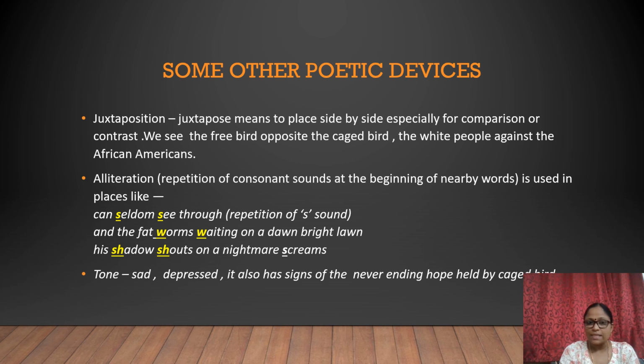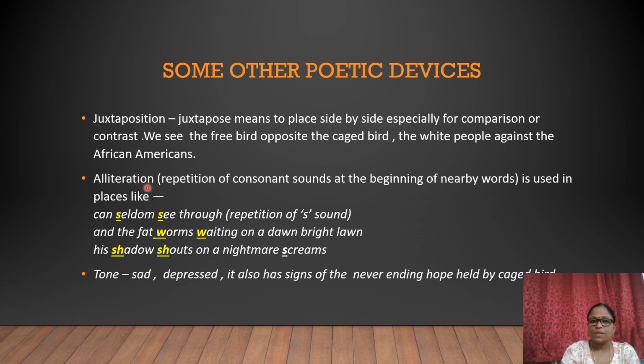Some other poetic devices: juxtaposition, one of the most important poetic devices used here. Juxtaposition means placing side by side, contrast or comparison. We have seen from beginning till end a comparison, comparing two birds, the free bird and the caged bird. The poetic device used is juxtaposition. That is, the free bird opposite the caged bird, the white people versus African Americans, the black race.